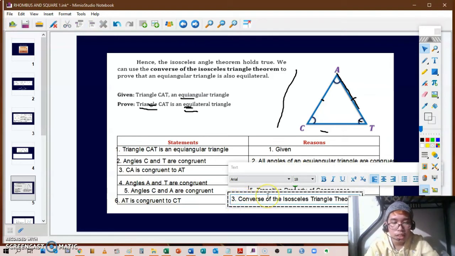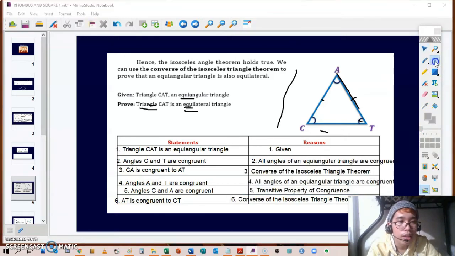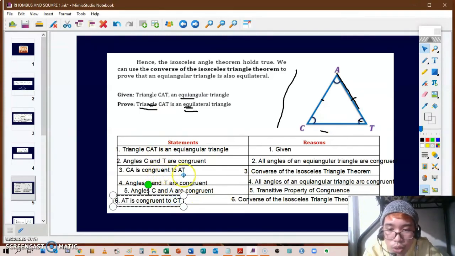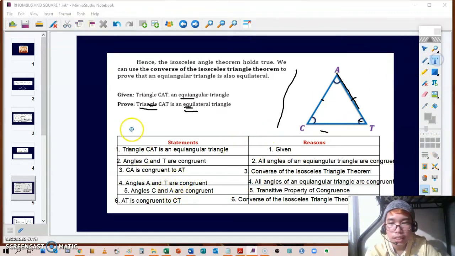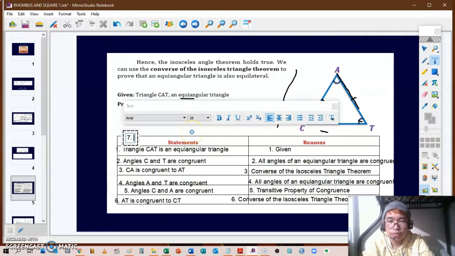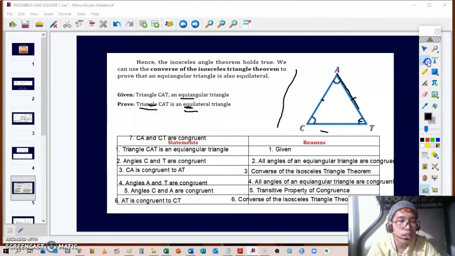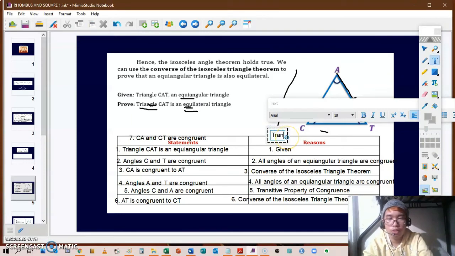And lastly, we can now say here at number 7 that since CA is congruent to AT, and AT is congruent to CT, therefore CA is also congruent to CT using the transitive property of equality. And so we can write that here. Number 7, CA and CT are congruent using the transitive property of congruence.